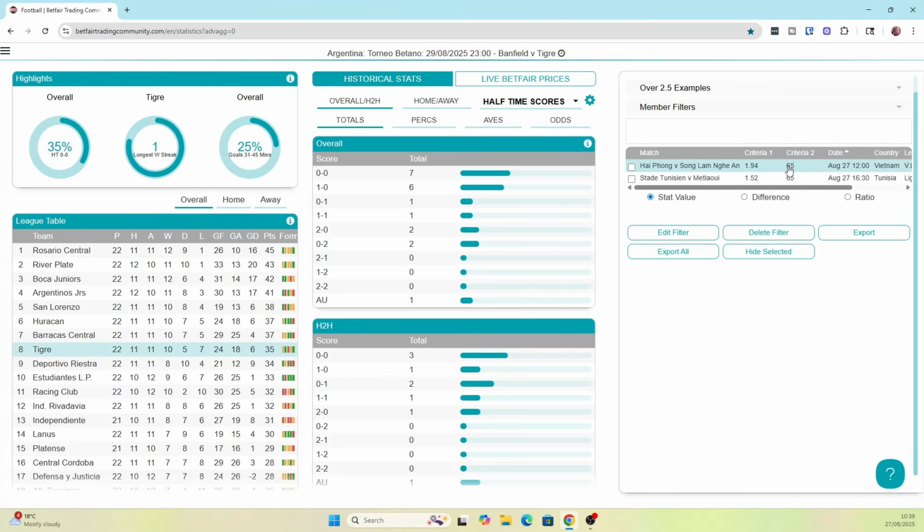I'd then record the data. So if you click export, it will actually export the data for you. So you've got your selections there. You can put those into a spreadsheet. We do provide a spreadsheet.